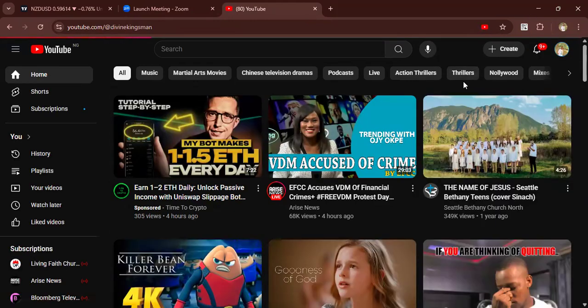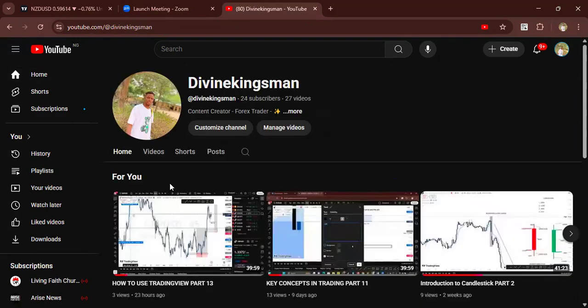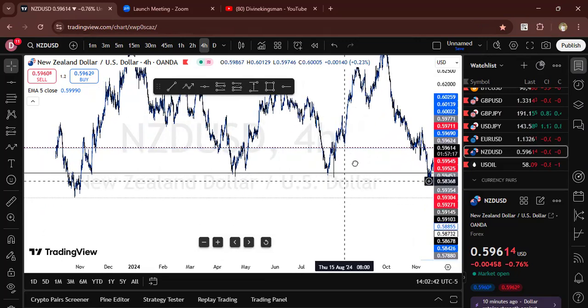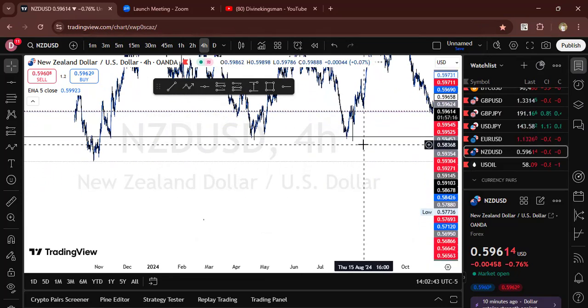Today we're talking about support and resistance. That's what we'll be talking about today. Support and resistance can be called key levels.